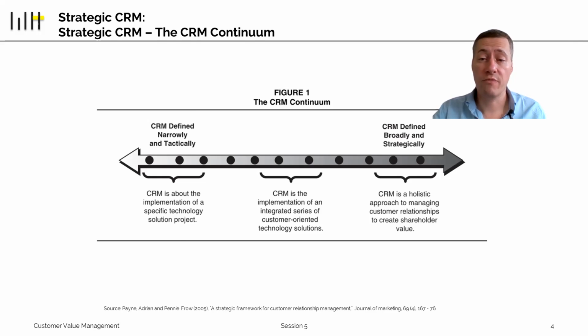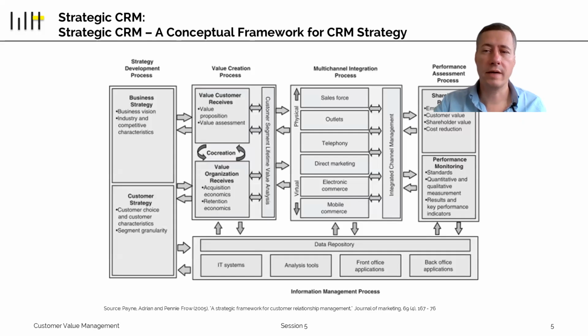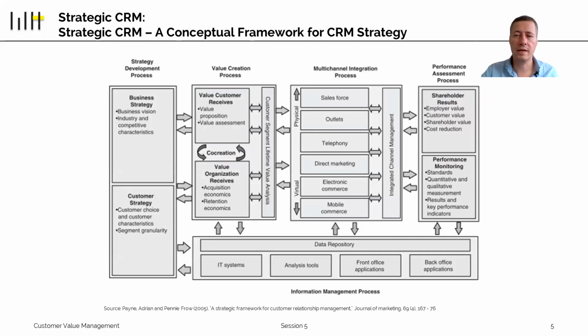Now, if you see CRM very broadly and strategically, you end up with a relatively complicated network in which your CRM strategy needs to be part of. There needs to be a business strategy and a consumer strategy, which we call the strategy development process. That translates into a definition of the value that the customer receives and the value the organization receives. We have talked about the second part a lot when we talked about acquisition and retention. And we will talk about the first part a little bit more in the section on pricing.